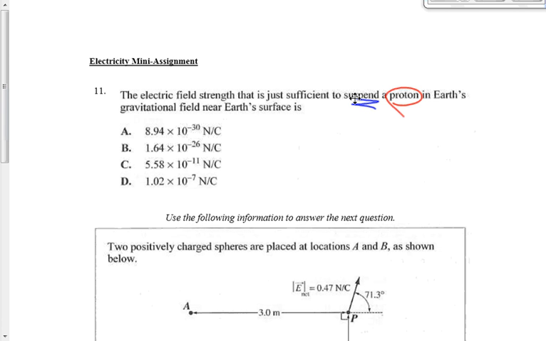A number of people came to ask me about this question over the last couple of days. And the question that I had for them was, what does that word suspend mean? What does it mean when I say suspend? Get something suspended. It's going to stand still. It's not going to move up or down, right, John? That means that something's got to be balanced. Forces have to be balanced.